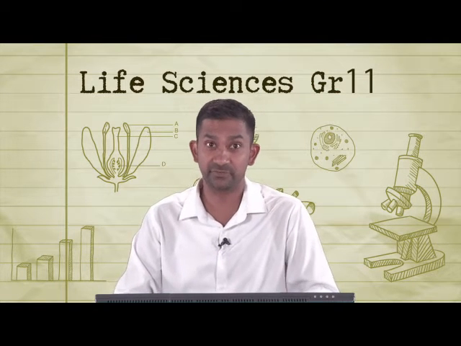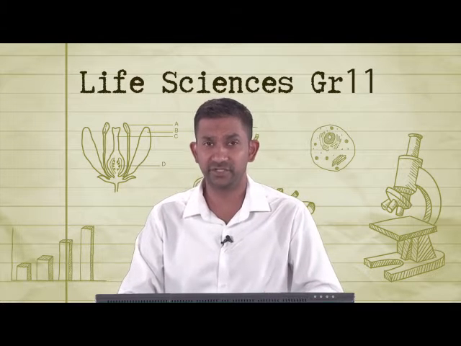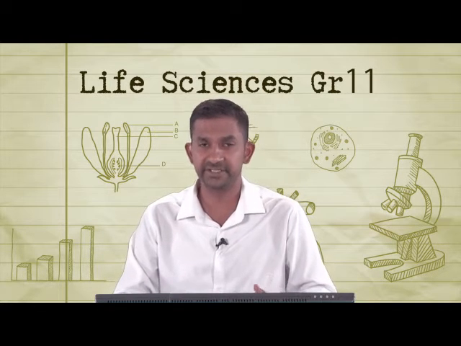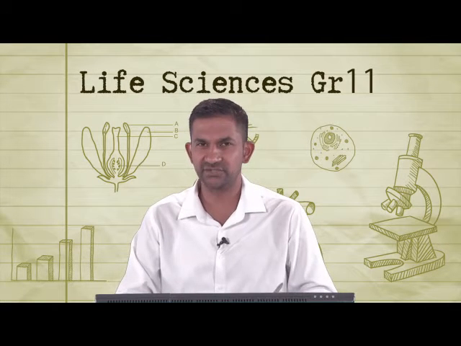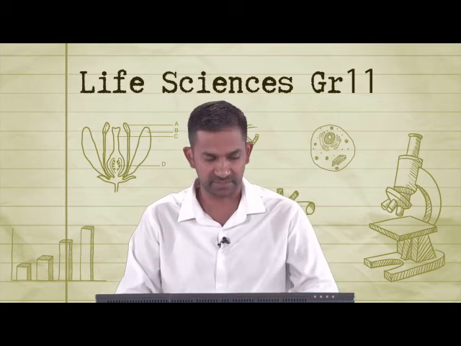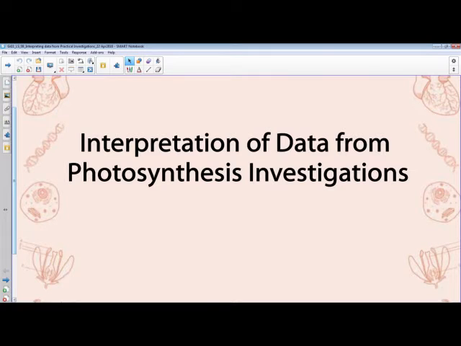Over the past couple of weeks we've looked at the basic concepts around photosynthesis, and then we looked at some investigations. But today we're looking at how to interpret some of the data and some of the results of investigations to look at how factors affect or influence the rate of photosynthesis. So let's get straight into some of the main key concepts that we're going to be dealing with in this lesson. So we're looking at how do we interpret data from photosynthesis investigations.